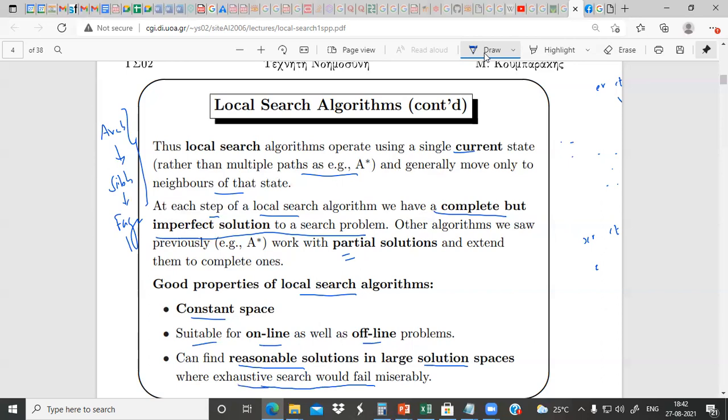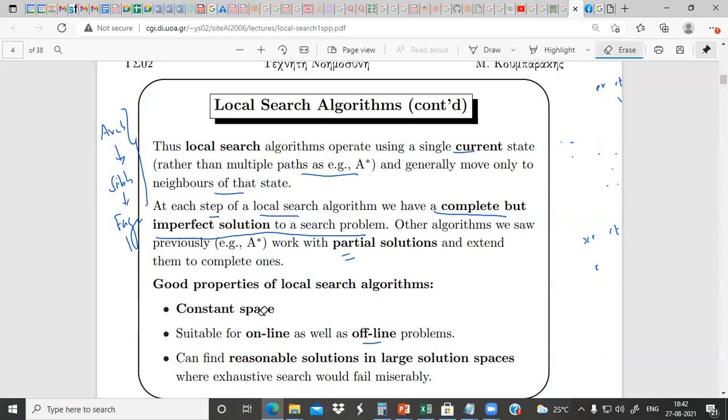Exhaustive search means the search techniques which are used by uninformed heuristic techniques, or even informed heuristic search techniques. Those are called exhaustive search techniques. These algorithms behave in a different way. Even if your solution space is very huge, it can find a reasonable solution where exhaustive search would fail miserably, because they may not end up with a solution. So these are the major advantages.